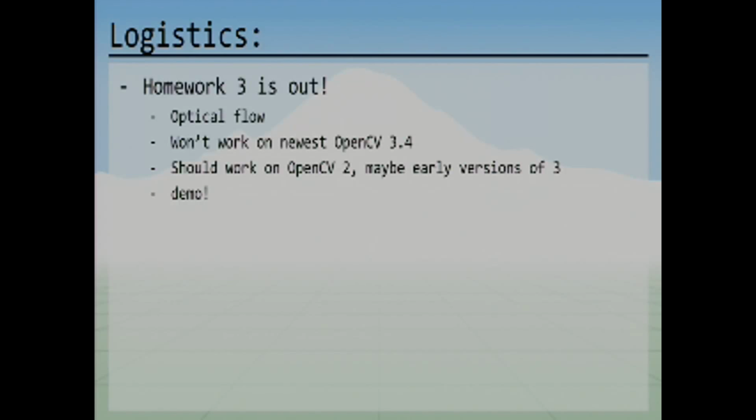So for logistics stuff, homework 3 is out right now. You guys are working on it. Optical flow, it's due tonight. There are some random issues with OpenCV. This is the same logistics slide from last time. I'm not going to do the demo again.